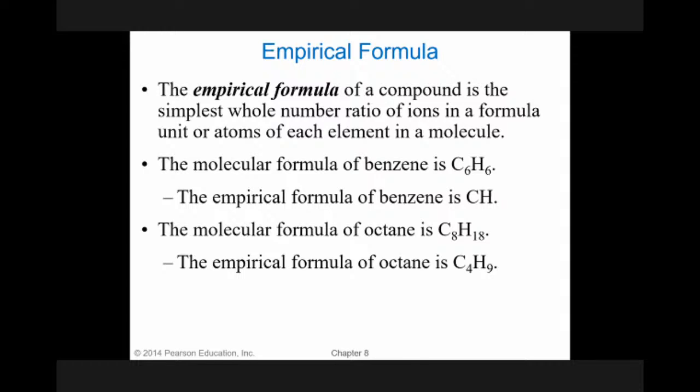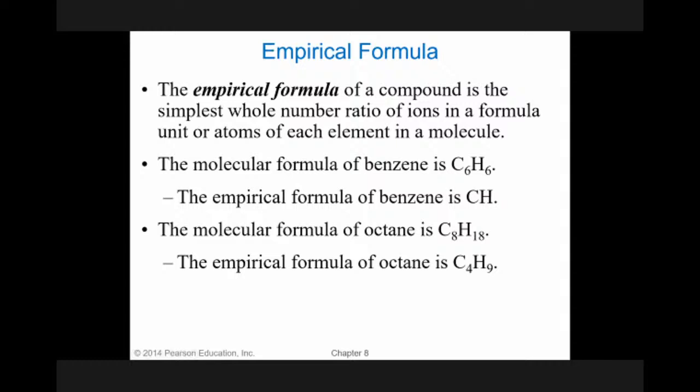Yeah. I just don't really understand how it goes from C6H6 to CH, and the other one, C8H18 to C4H9. Could you explain it again? Okay. So they give you the molecular formula. Let's find a molecular formula for this. How many carbon here? 6.